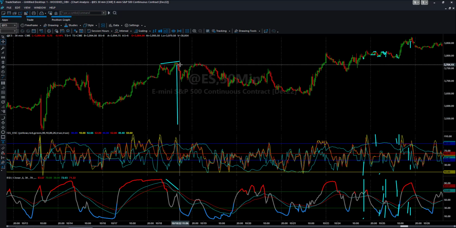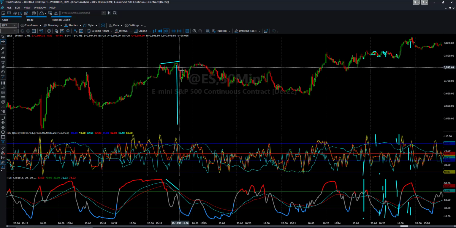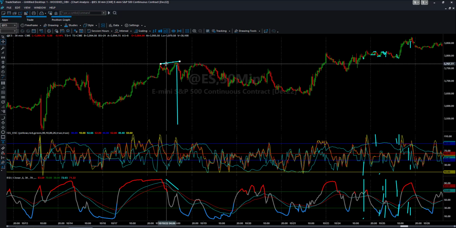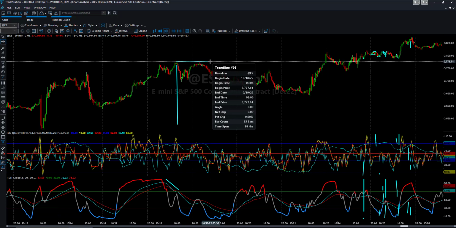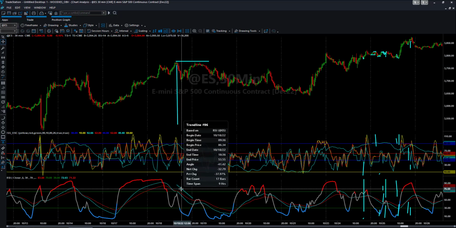Did you get 50 points? You got 50 points right here itself. And then how about here? Retest again came next day, right? Immediate retest. Immediate retest. This was a good divergence, actually, again.